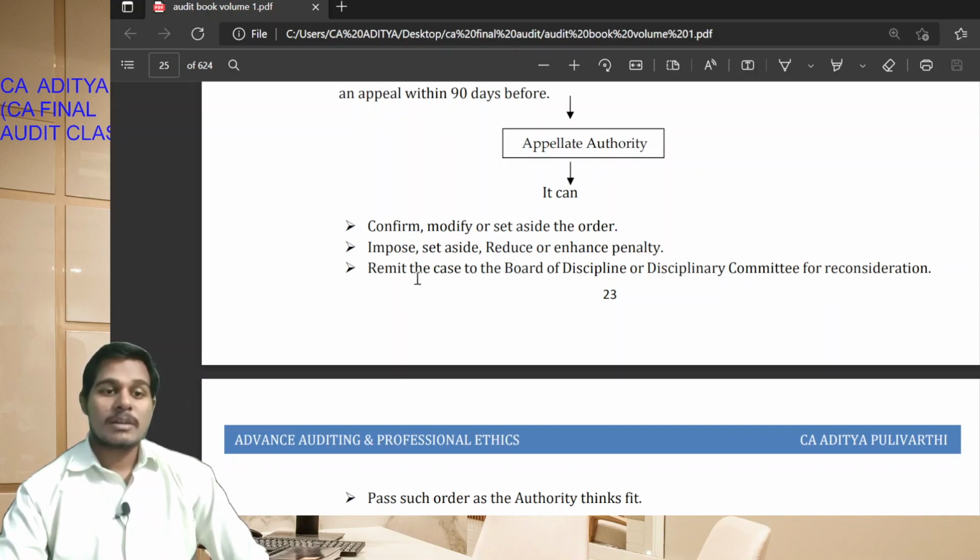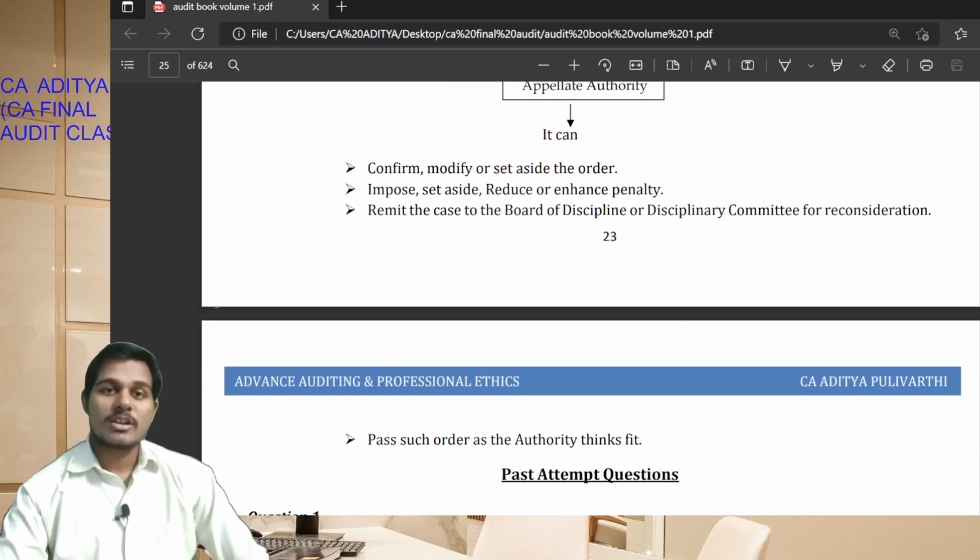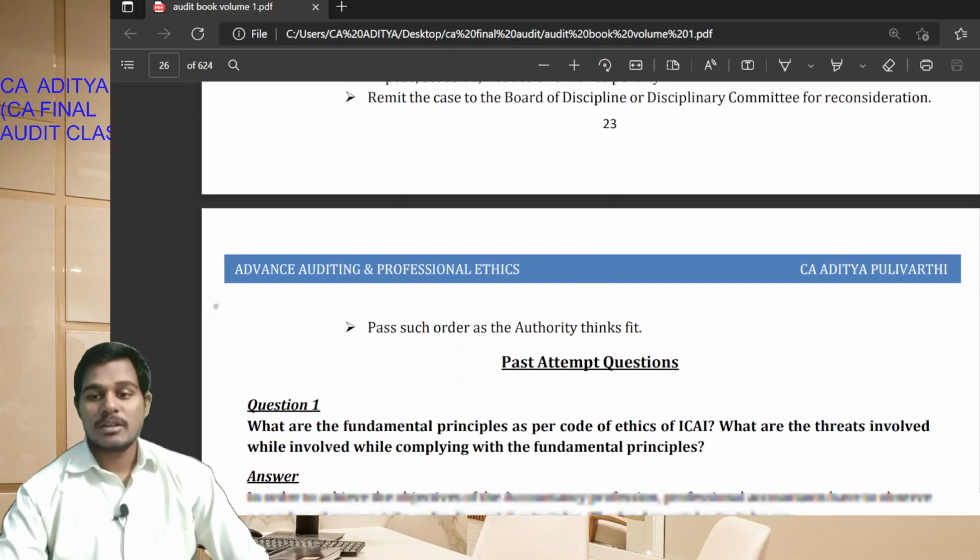Okay, students, remit the case back to the Board of Discipline or Disciplinary Committee for reconsideration. The appellate authority may send back the misconduct case, that is, the order given by the Board of Discipline or Disciplinary Committee has to be reconsidered when an appellate authority order is passed. Pass such order as it may think fit.